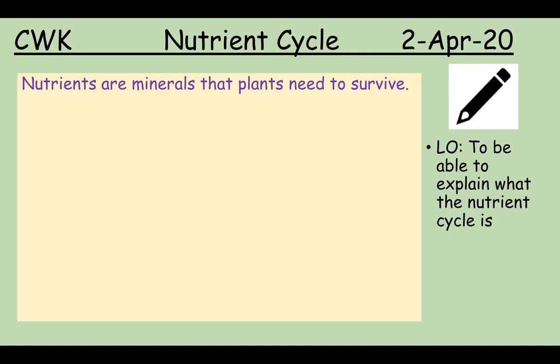So that's the water cycle. Today we're looking at the nutrient cycle. Nutrients are minerals that plants need to survive. Please add that to your notes now. Nutrients are minerals that plants need to survive.